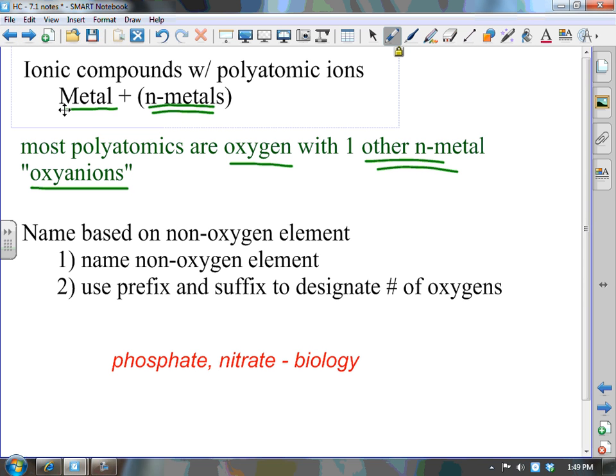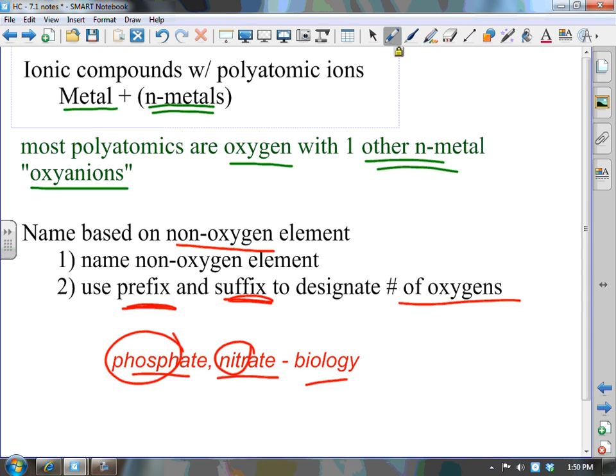The name of these polyatomics is based upon the non-oxygen element. So we see something like phosphate or nitrate, which is in biology. The name is based upon the non-oxygen element. Phosphorus, nitrate. So from that, we can determine what the first element is. Then, if there's a prefix or a suffix, that's going to tell us how many oxygens are in the formula.